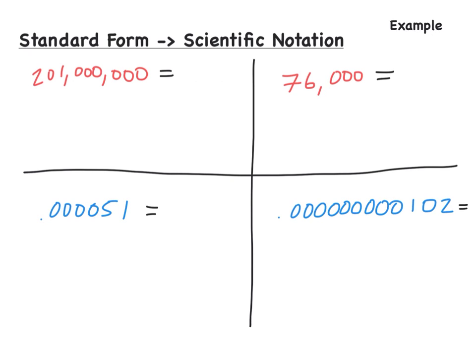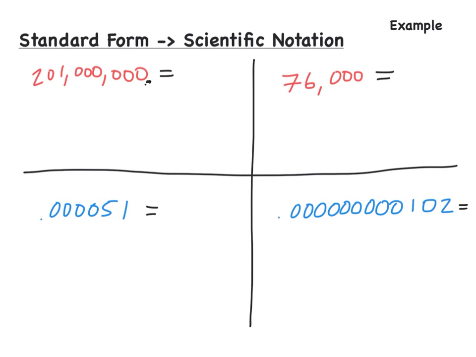Now we have some numbers. We have some large numbers and we have some small numbers. What we want to do is put them in scientific notation. So I am going to do these first two, and then you're going to do the next two. The first step is you have to find where the decimal point is. Currently, the decimal point is right here.